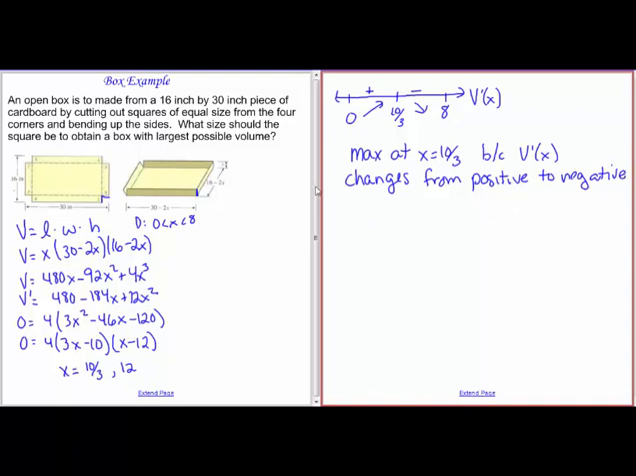Okay, so again, let's make sure that we are giving our dimensions. So what size should the square be? So that's all I have to do. I don't have to give dimensions. We just have to give that our square is 10/3, and let's make sure you give me units, inches by 10/3 inches, since it is a square.